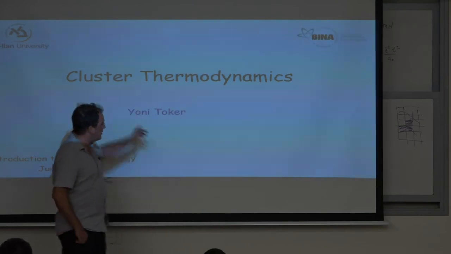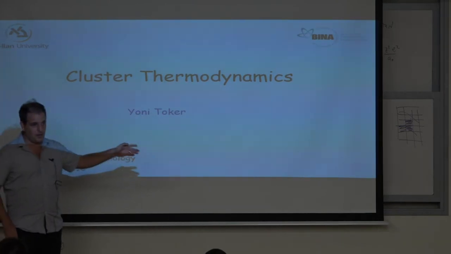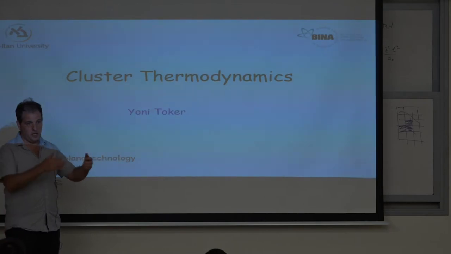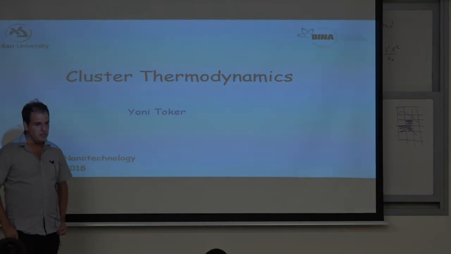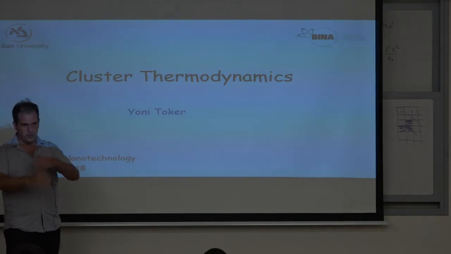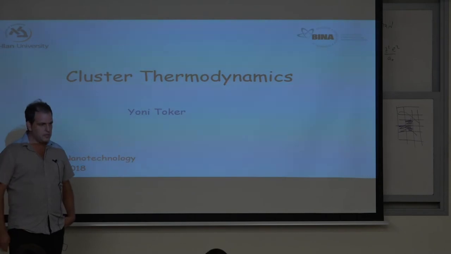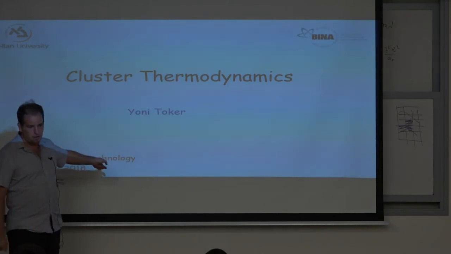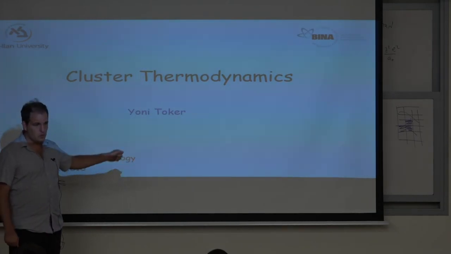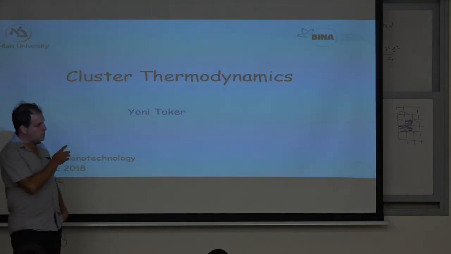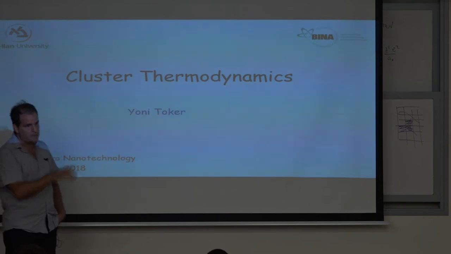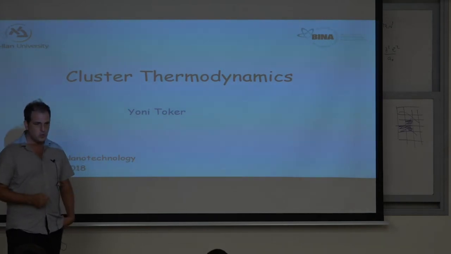Okay? Now, clusters can have a number of particles between 2 and, I don't know, 5,000 or something like this. The upper bound is not really defined. Where does a cluster start and a nanoparticle or a solid begin? But it's much lower than infinity. Okay, so many people will say that the word thermodynamics is not the right word to use.